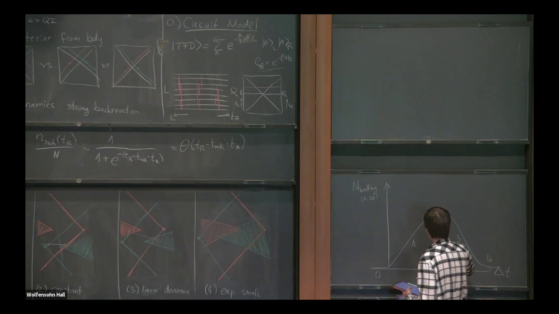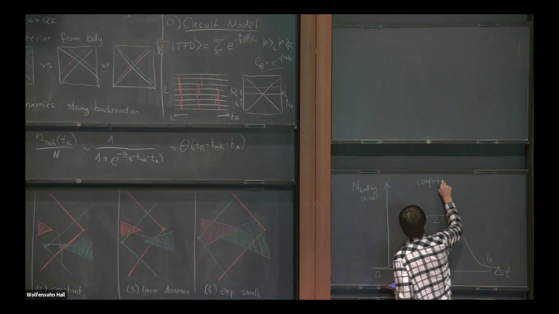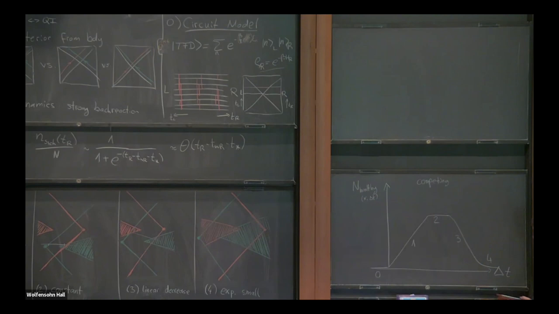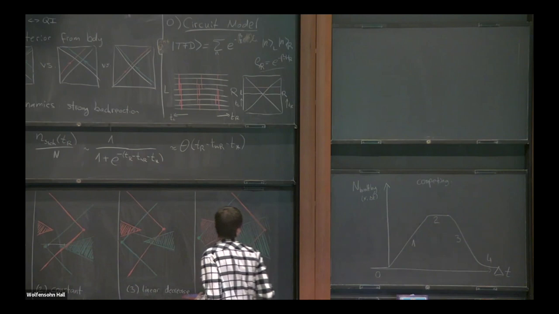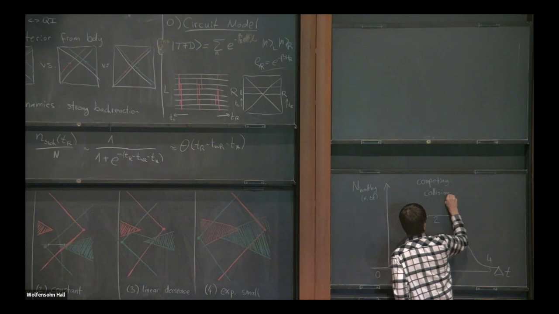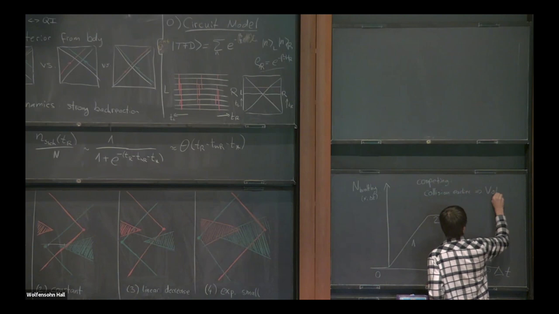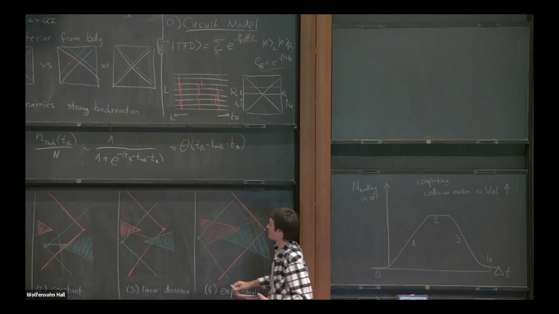So we have two competing effects, or rather this very simple model predicts two competing effects in gravity. It predicts that in gravity, there should, on the one hand, as we move the insertion points further down the Penrose diagram, the collision happens earlier, and hence the volume grows. Volume goes up as I go from, say, the first to the second picture.